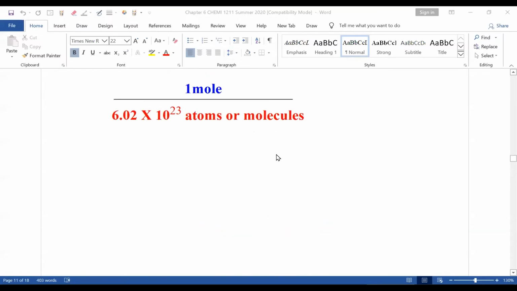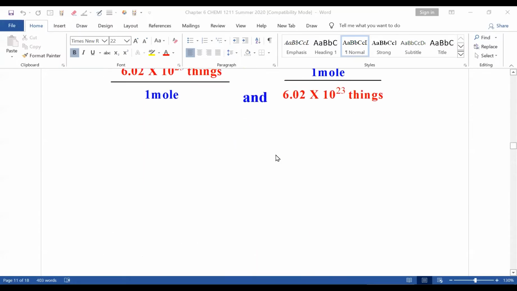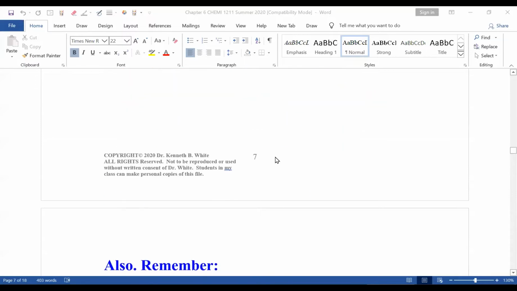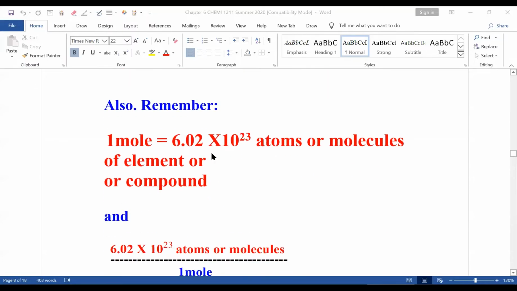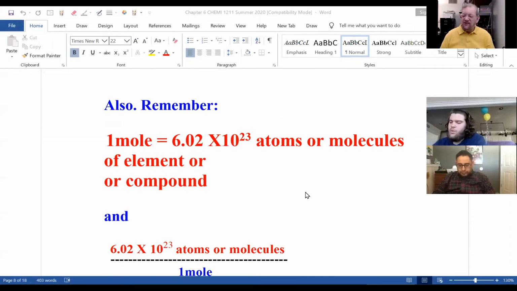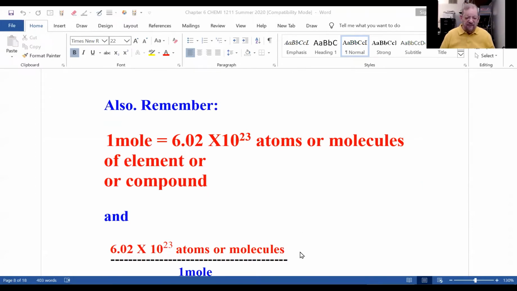All right, where should we begin? Where we left off. We talked about a mole, and 1 mole equals Avogadro's number of either atoms for an element or molecules for a compound. Everybody see that on the screen? Thumbs up, people. Thank you. And let's do a practice problem right off the bat.